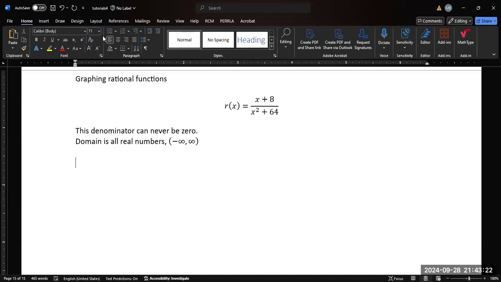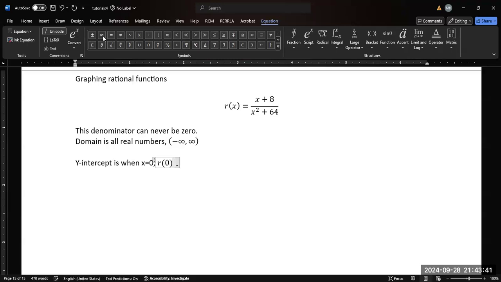Now, we can start finding other things like the x and the y intercept. So the y-intercept is when x equals 0. And so if I plug that in, r of 0 is going to be equal to 8 over 64, which is 1/8. So that point is going to be (0, 1/8).